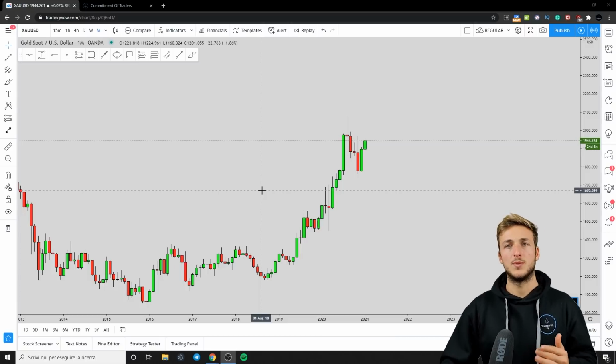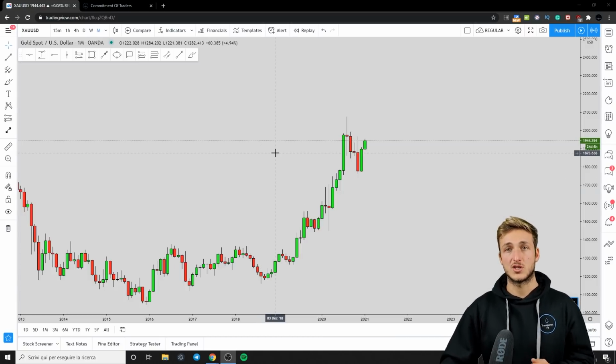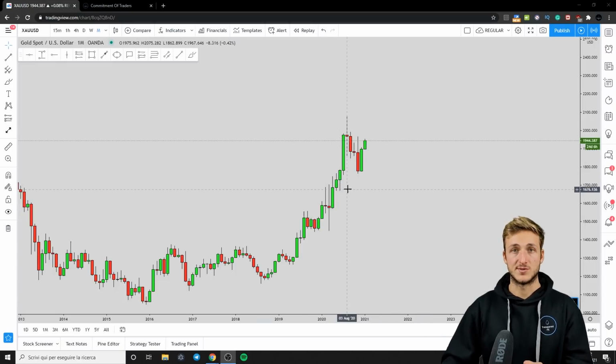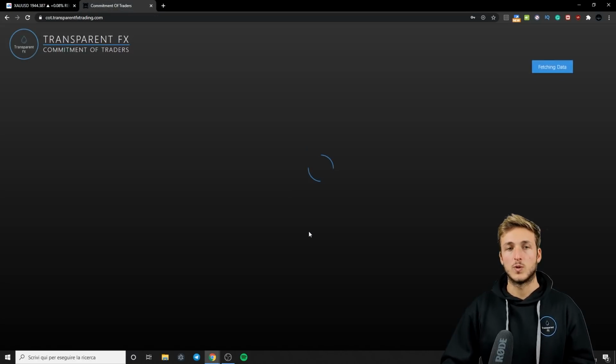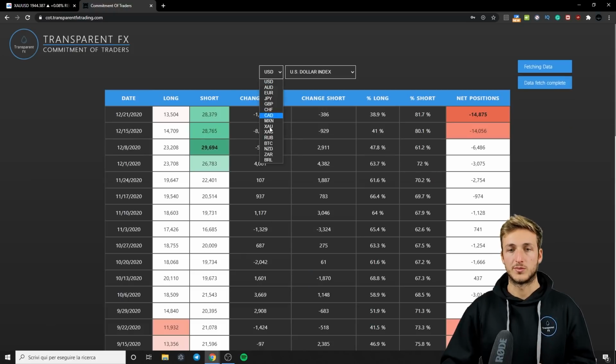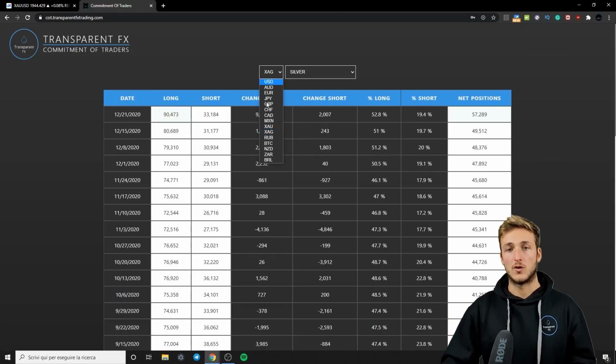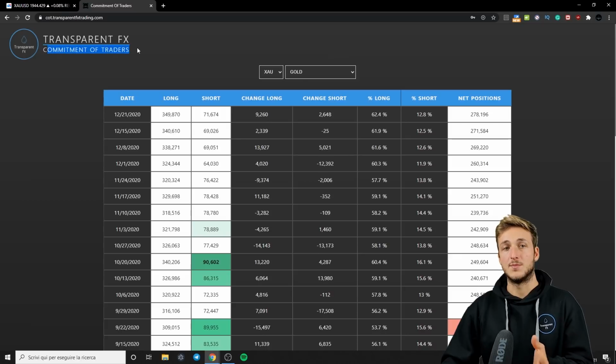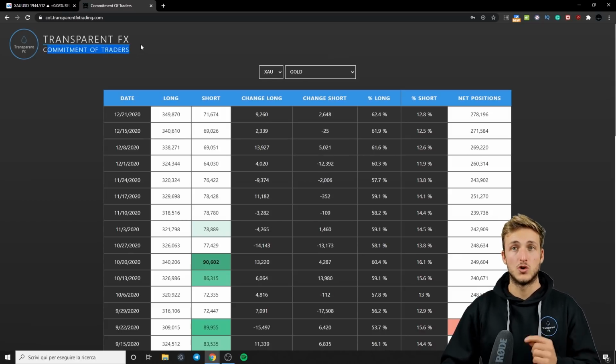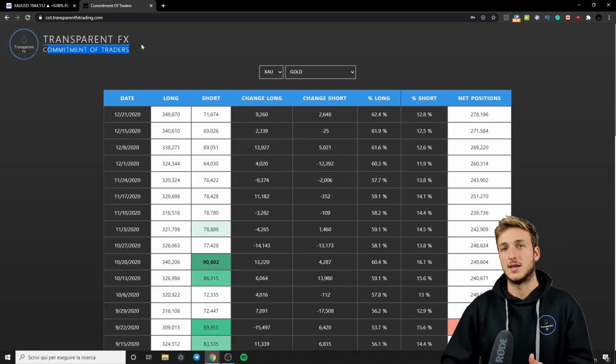Now, as usual, I will be keeping the analysis as educational as possible. So first, we will be speaking about the technical aspect of this market. We will then go and see what we have from an order flow perspective with the commitment of traders, which is what the biggest banks and institutions are doing in the market, specifically the non-commercials, which are the hedge funds. So who is in the market to actually speculate and make money.